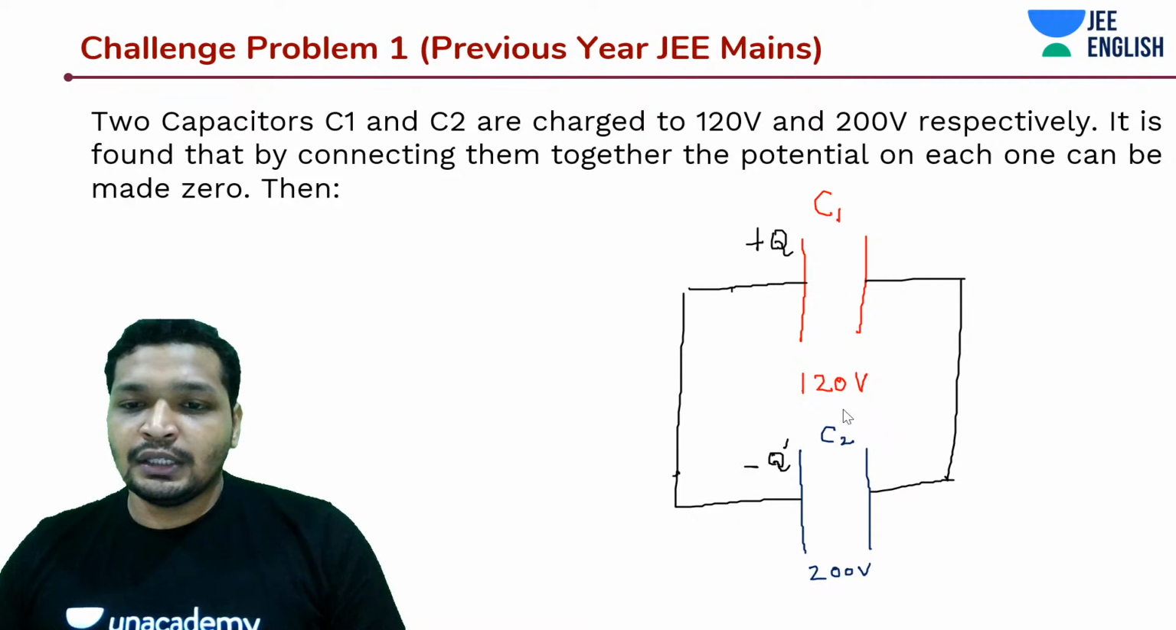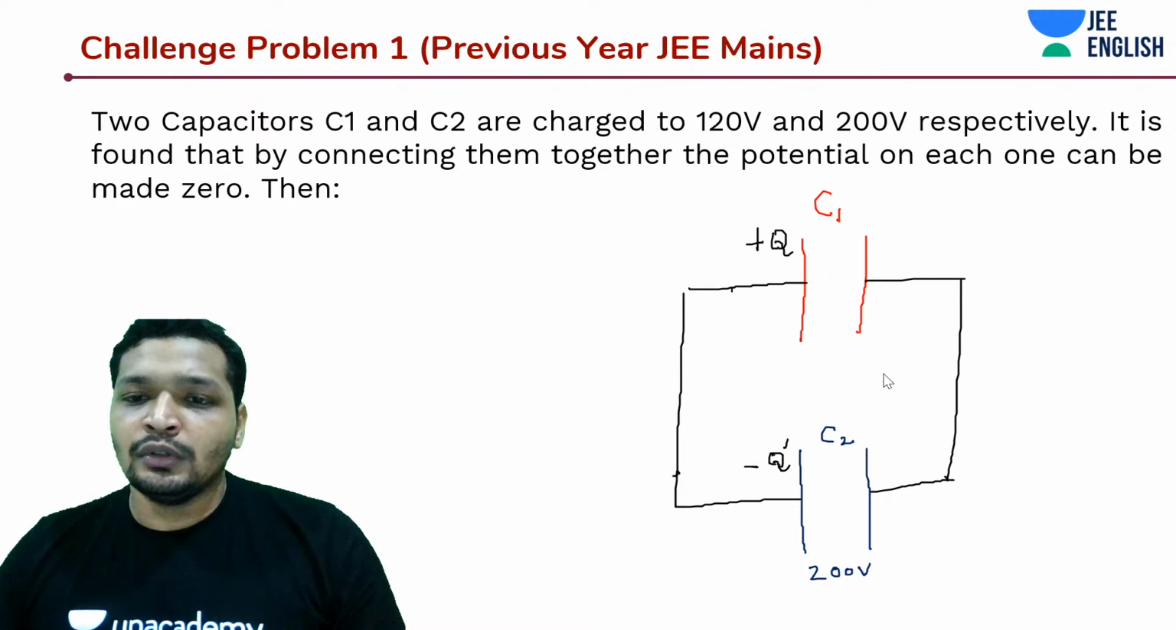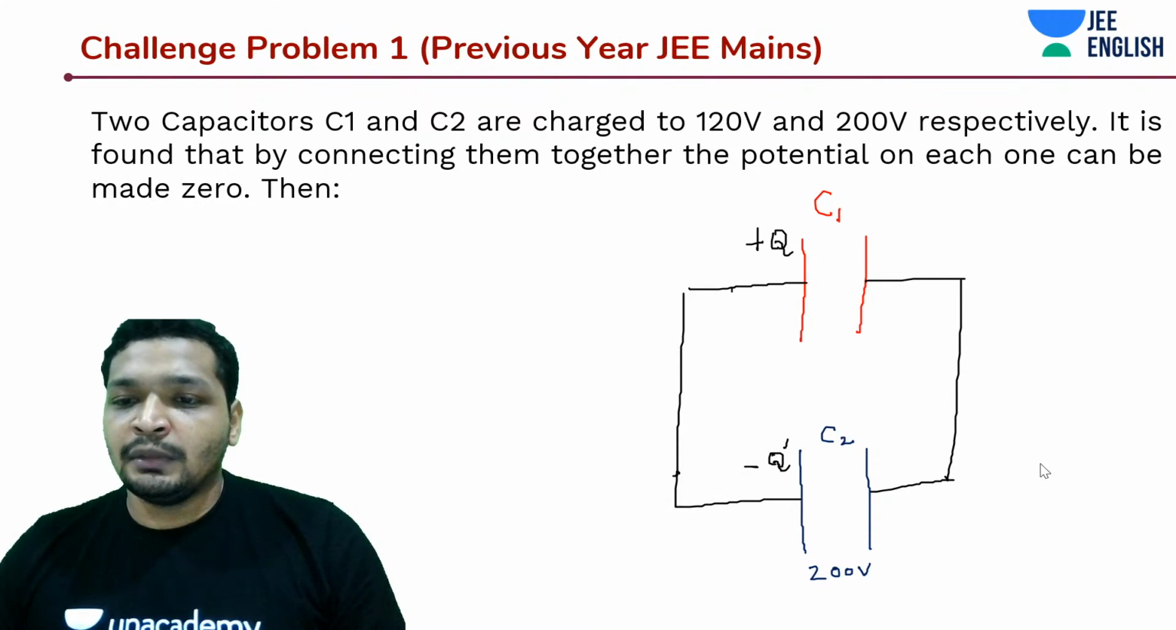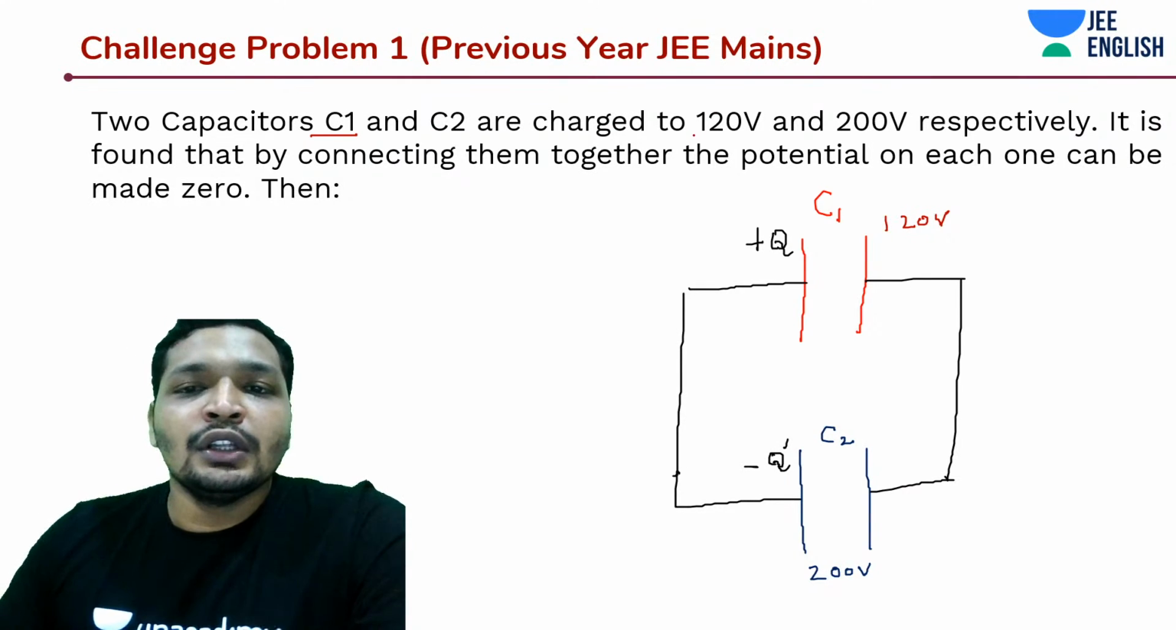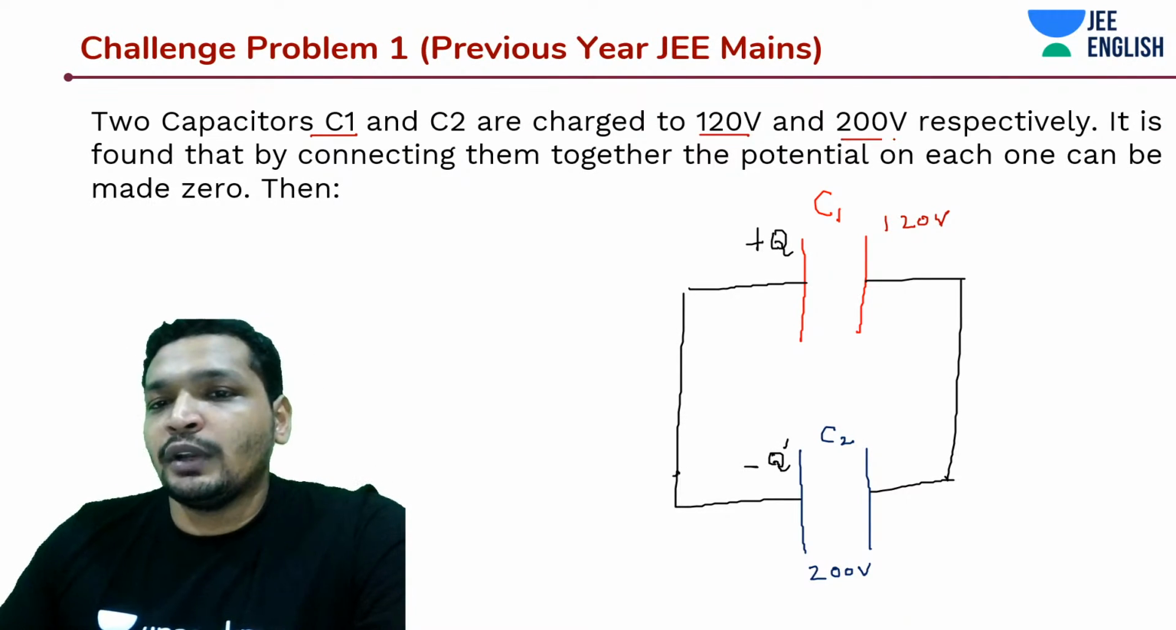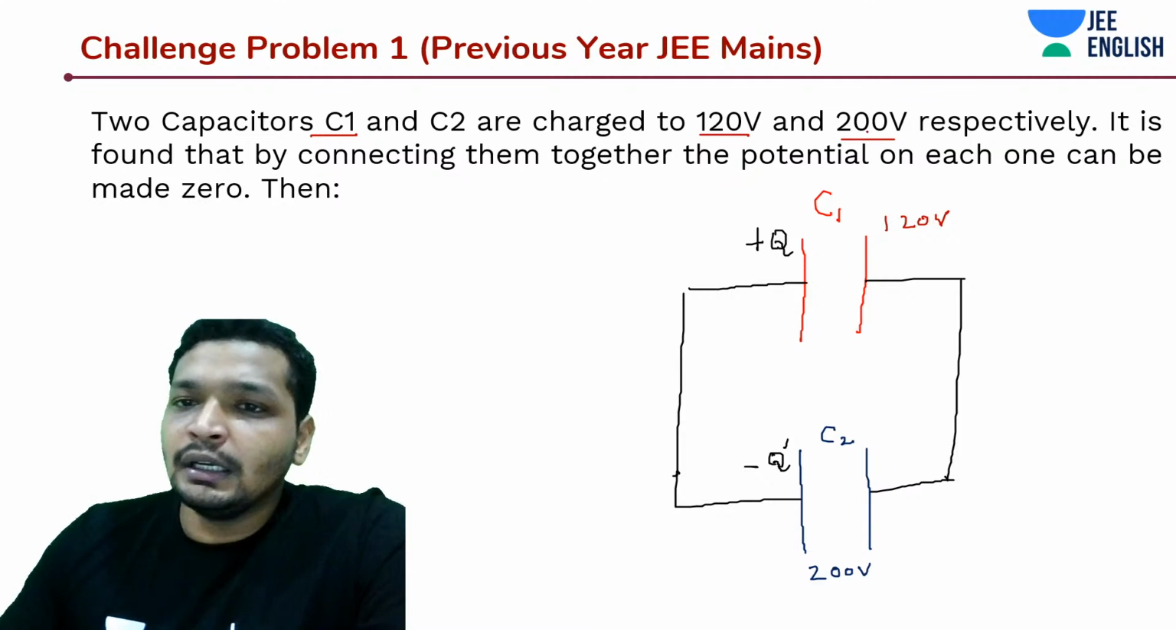I'm just going to erase this 200 volts and 120 volts and write it above, so that we have the best clarity. So let's say this is 120 volts. Okay. So when is this possible? When you have to connect them in the opposite polarity, right?